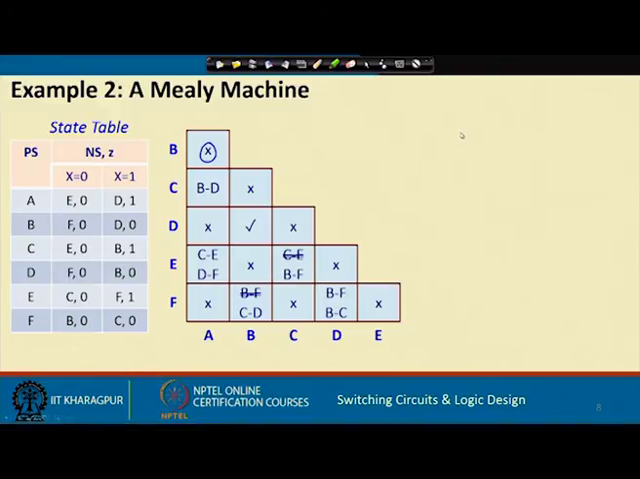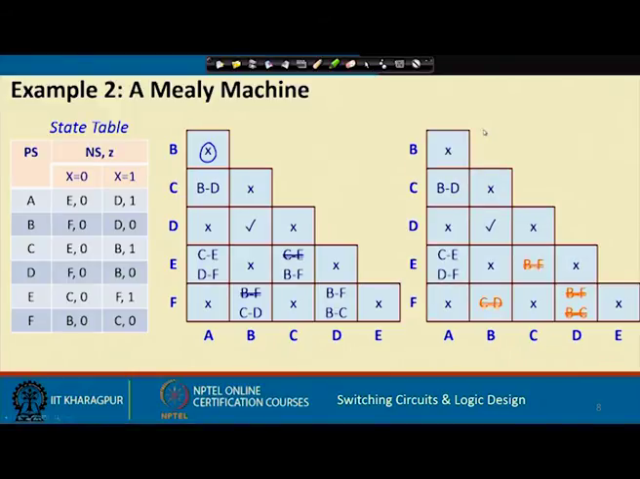So, we can continue like this. In the next step we will find that some of these are getting cancelled out. For example, B and F, CD for example, you see between C and D there is a cross. So, CD gets cancelled out.